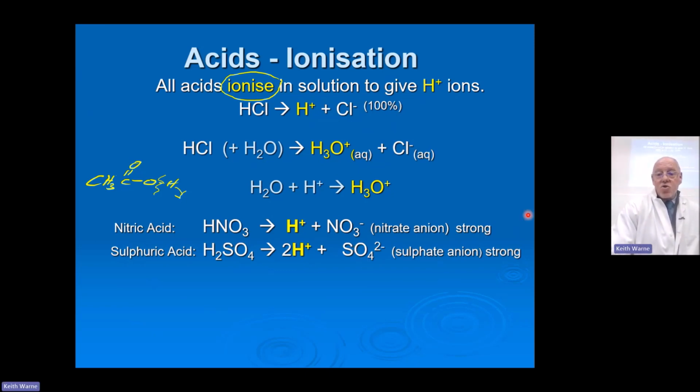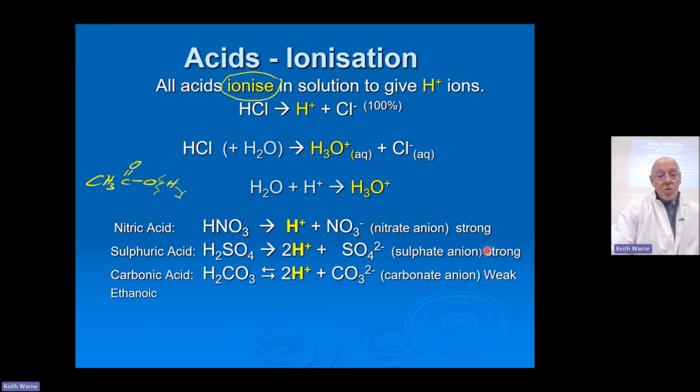I've written down here strong and strong. Basically, I'm telling you that these are 2 strong acids. Carbonic acid. What's that formula? H2CO3. That can also give you 2 hydrogen ions, and it forms the carbonate anion. Now, that's a weak acid. That's why I've put 2 arrows here, one going forwards and one going backwards, because that reaction does go both ways.